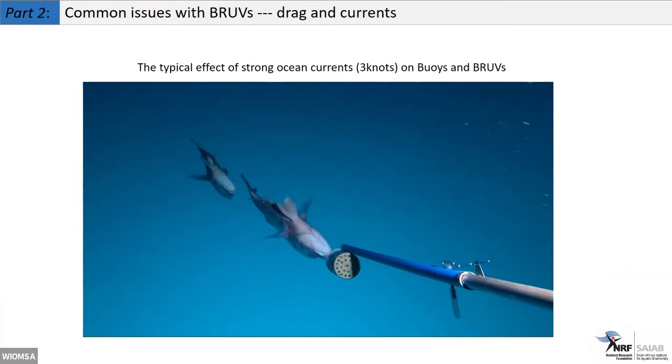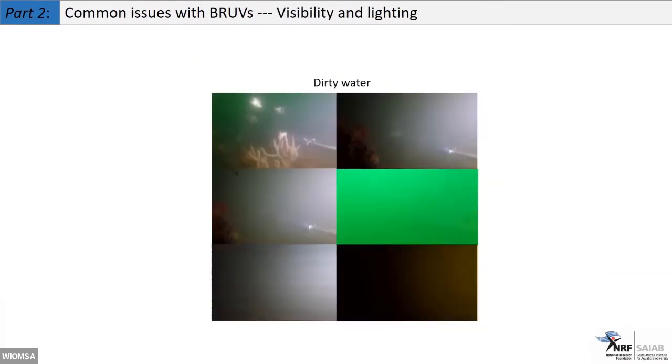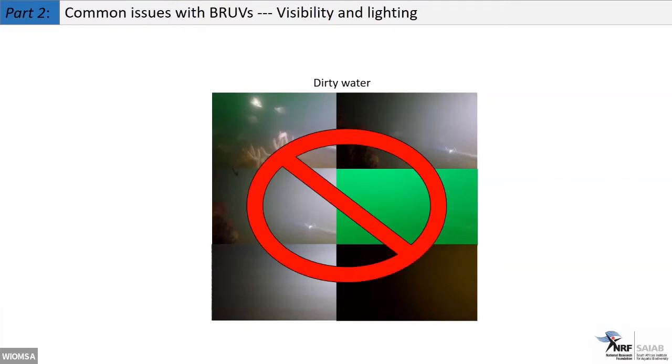A further challenge with BRUVs deals with underwater visibility and lighting. As BRUVs are a visual sensors technique, they rely on clean water. If the water is dirty, there's no real solution, and adding lighting doesn't really help. It's best to set a cutoff for the minimum acceptable visibility and only make use of samples that meet or exceed this criteria. We typically set a cutoff of 1.5 meters, so just past the end of the bait arm.